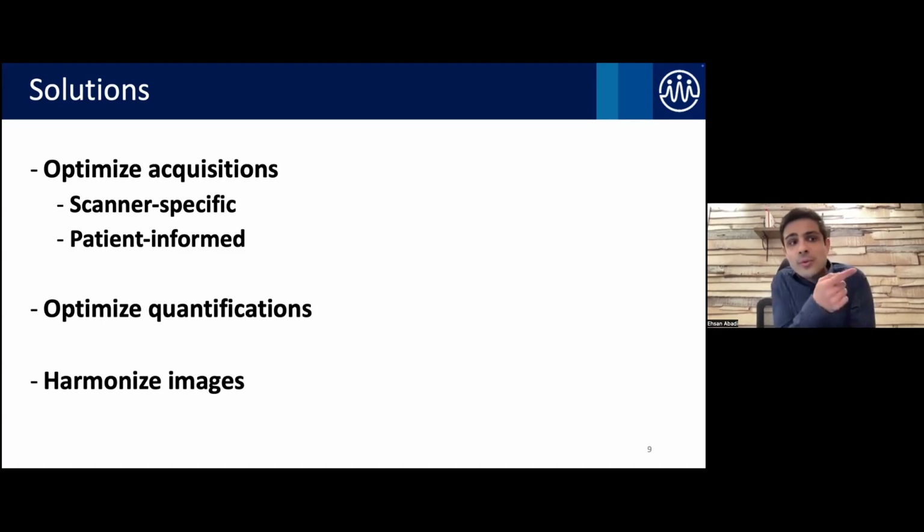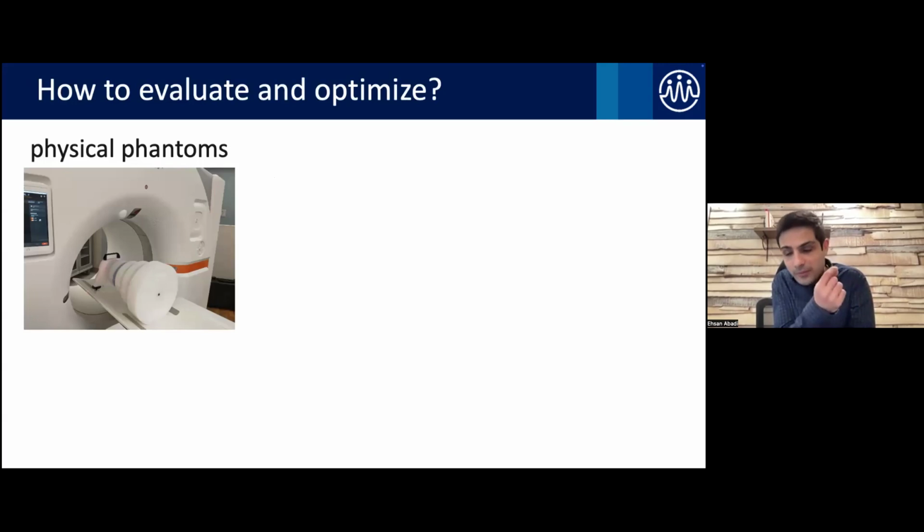So I'm going to go through each of these steps in my talk today and show you some examples of how each of these can be developed. But before we go there, for any of these experiments, how do we do this? How do we evaluate and optimize?